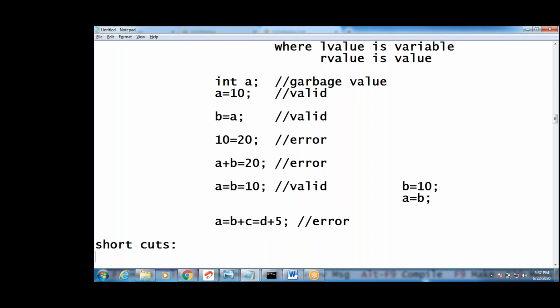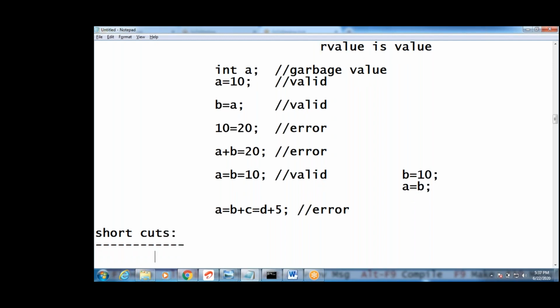What are the shortcuts, guys? See the shortcuts. A equals A plus 1. We can write the shortcut as A plus equals 1. That is a shortcut. Or we can write A plus plus or plus plus A. This is also a shortcut, same as A equals A plus 1.